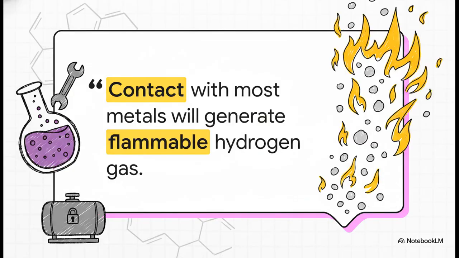Furthermore, the source material warns of a really sneaky secondary danger. It states explicitly that contact with most metals will generate flammable hydrogen gas. While KOH itself isn't flammable, if it comes into contact with metals like aluminum, zinc, or tin, a chemical reaction occurs that pumps out highly flammable hydrogen gas. This is exactly why it has to be stored in specially designed, corrosion-resistant containers, and why introducing stray metal tools or equipment into the tanks is strictly prohibited.